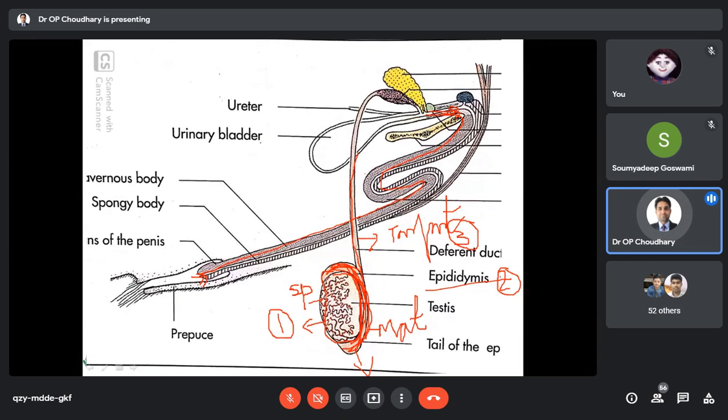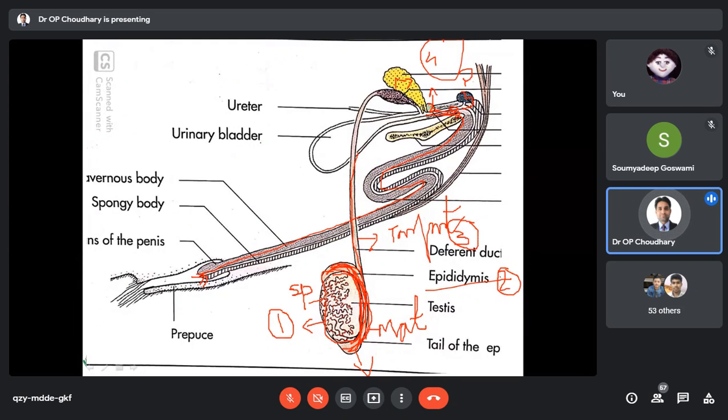Okay, along with it, there are some accessory sex glands. This is number one, there is number two, and there is number three. These glands are the seminal vesicles, bulbourethral gland, and the prostate gland. There are three accessory sex glands that secrete some fluids to enhance the motility of the spermatozoa, to enhance their lifespan, and to maintain the pH and all. These things I will discuss with you later when I go through the content one by one.